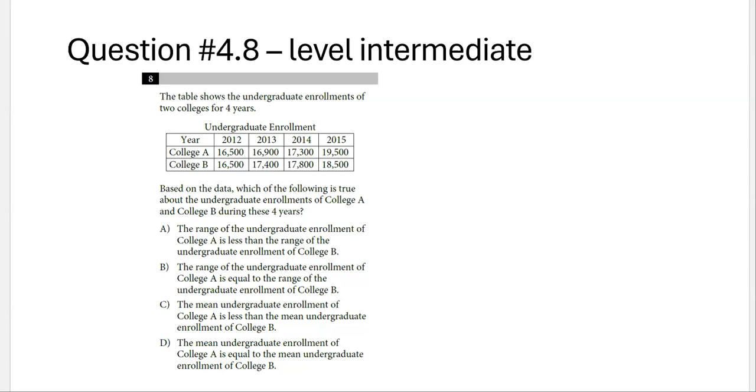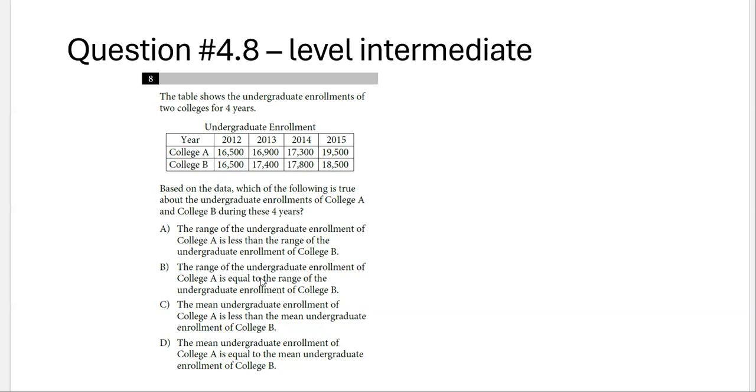So this table shows undergraduate enrollments of the two colleges for 4 years. Based on the data, which of the following is true about the undergraduate enrollments of College A and College B during these 4 years? So let's skim the answers. It's asking about range and median, it looks like, and whether the range of one is bigger than the other or the median of one is bigger than the other.